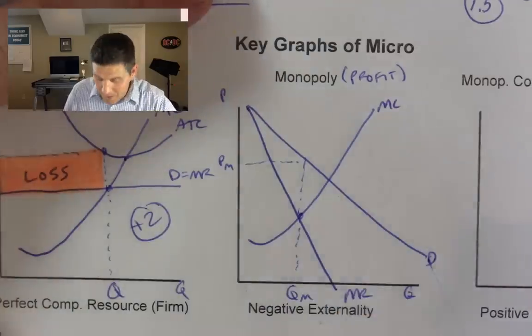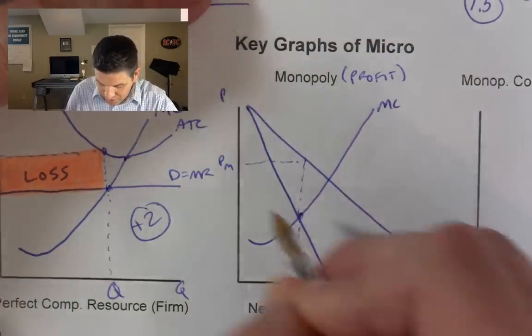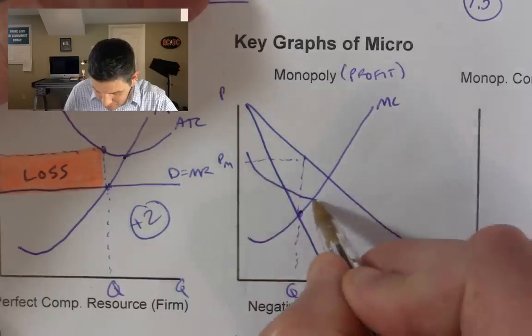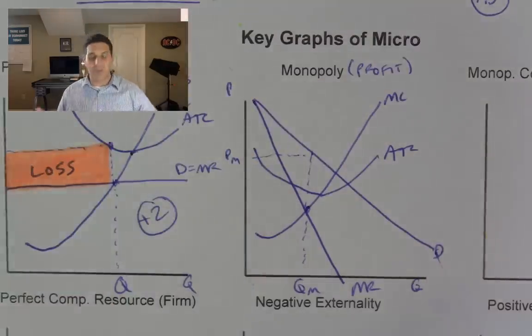ATC is going to go down, hit a minimum. It's got to go not anywhere below this point. So here's fine, down here is fine, doesn't matter. It's going to go down, hit a minimum, hit ATC, go back up. There it is. There is an average total cost.